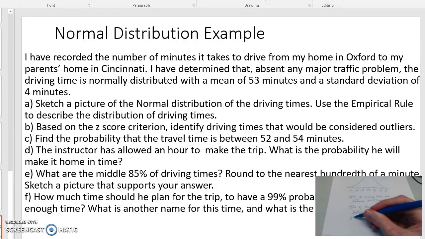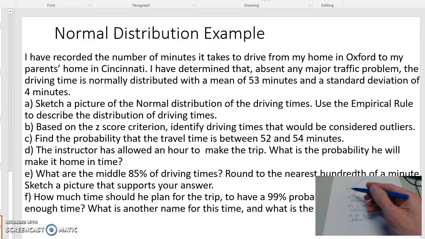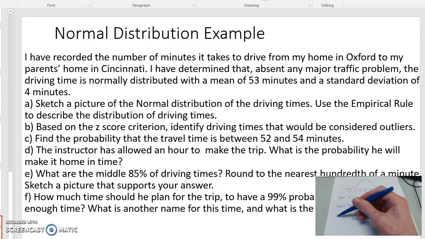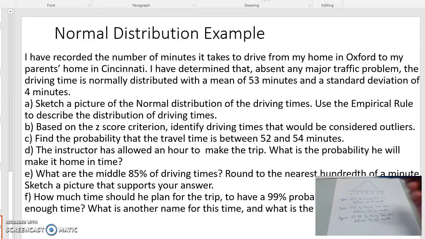And then 99.7% of driving times are between 41 and 65 minutes. By the way, all of these are approximations. We can get more accurate answers using the normal calculator. So this is the empirical rule.